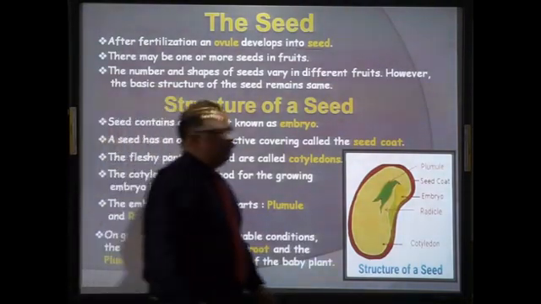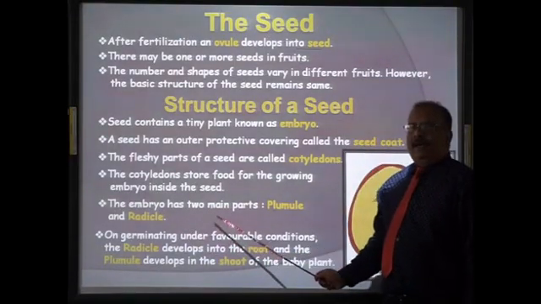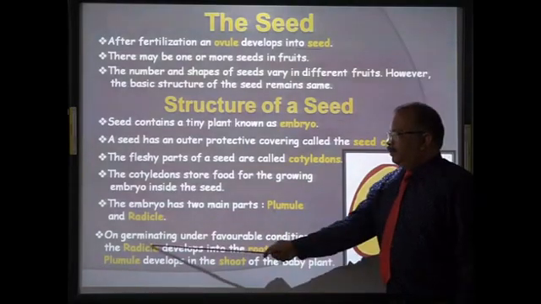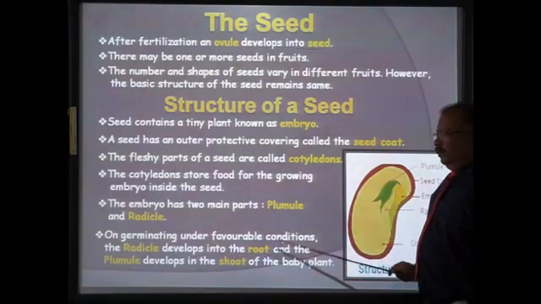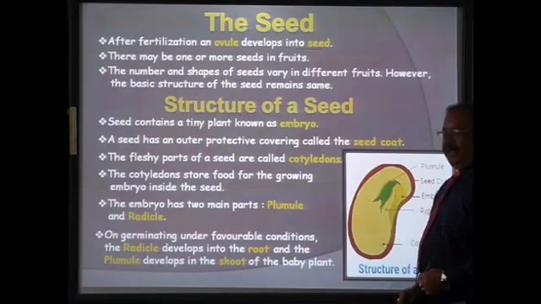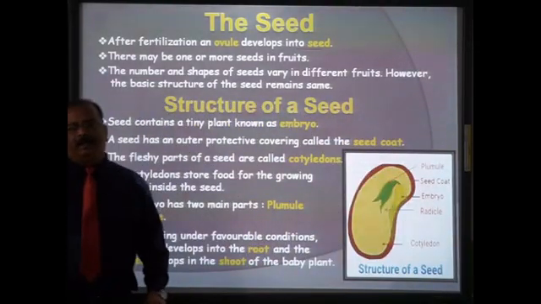On germinating under favorable conditions, a seed will not germinate unless and until it gets all the favorable conditions. So once it starts germinating, the radicle develops into the root and the plumule develops into the shoot of the baby plant. And later on, they become the shoot system and the root system of the plant.